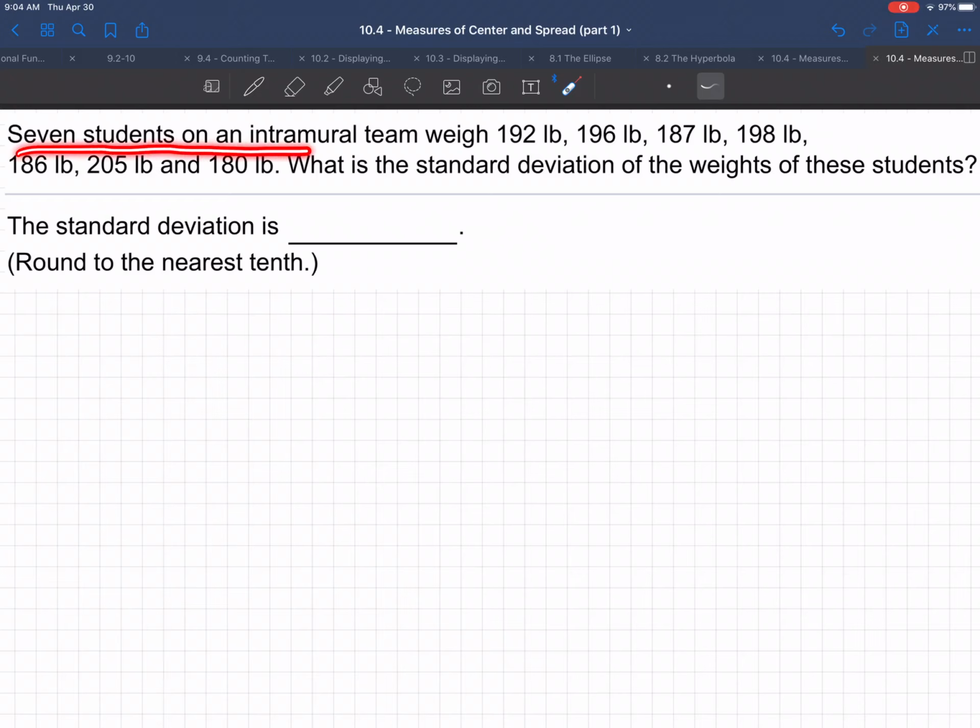7 students on an intramural team weigh 192 pounds, 196, 187, 198, 186, 205, and 180. What is the standard deviation of the weights of these students?